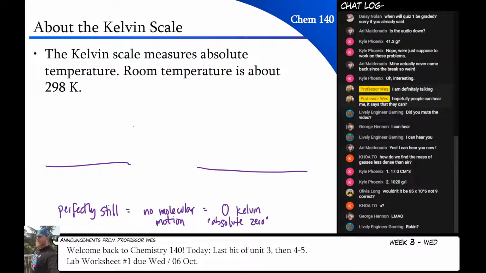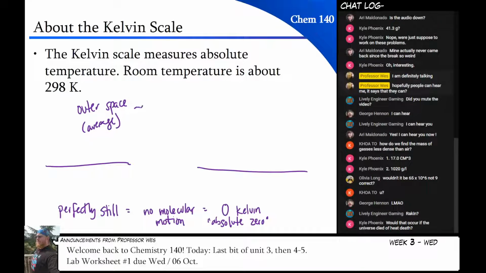Just as a fun factoid, the temperature of outer space, on average, is about 4 Kelvin. Would that occur if the universe died of heat death? Get back to me when the universe dies of heat death, and I'll be able to answer that for you. I have no idea, though. This is the average temperature in the universe, 4 Kelvin. Obviously, it's hotter in some places, and it must be colder in other places.